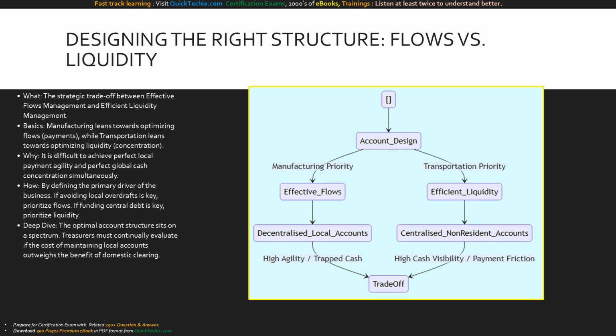Why is there a trade-off? Because it is extremely difficult to achieve perfect local payment agility and perfect global cash concentration simultaneously. One usually compromises the other. How do you decide? You define the primary driver of your business.